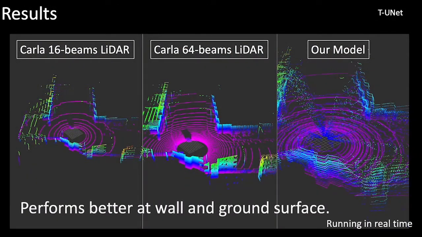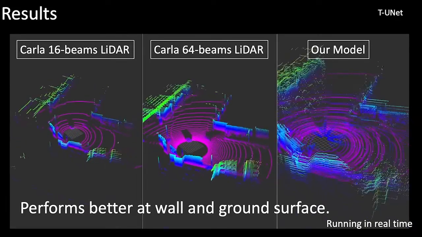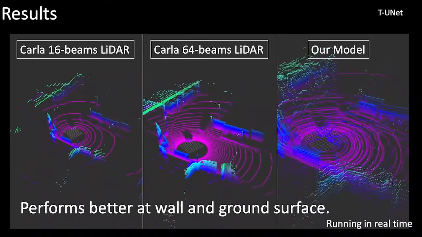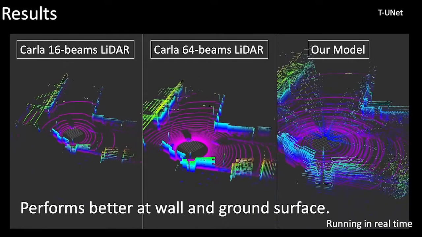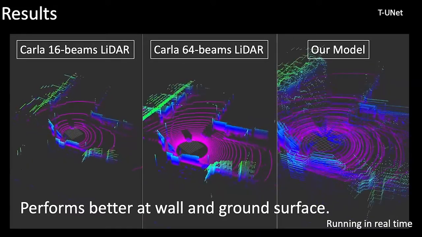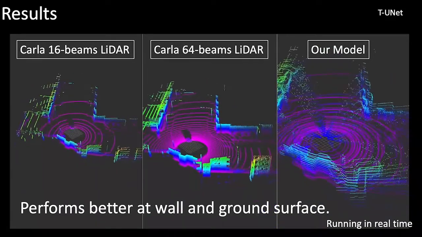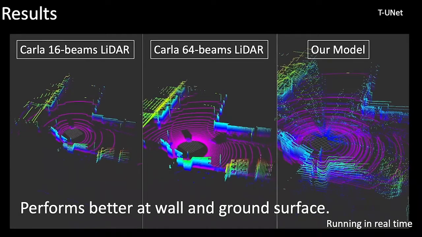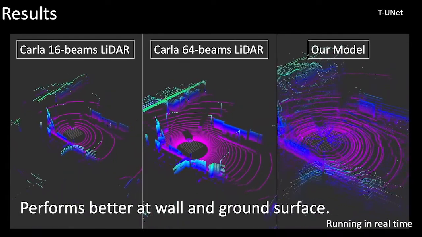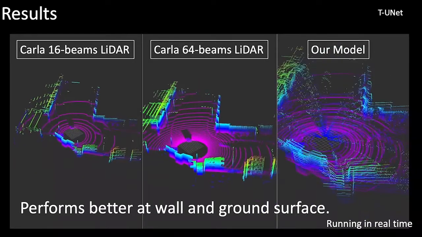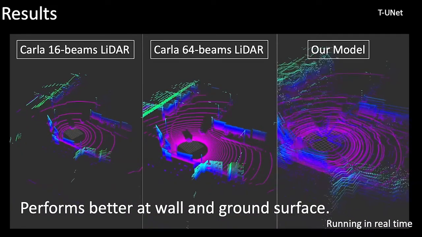After being trained, the model was evaluated on the test datasets and visually displayed. This video shows the test result of the simulation datasets. The scene is an intersection. The left side is the input 16 laser beams LiDAR point cloud. The middle is the 64 laser beams LiDAR as the ground truth, and the right side is the super-resolution point cloud output by the model. It can be seen that the model performs better on flat objects such as walls and ground.